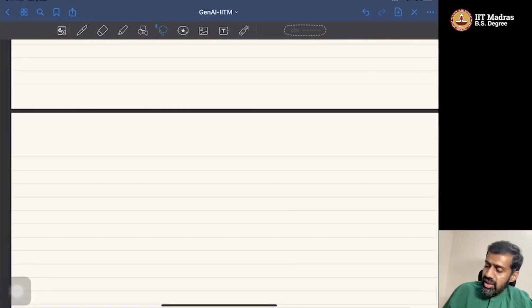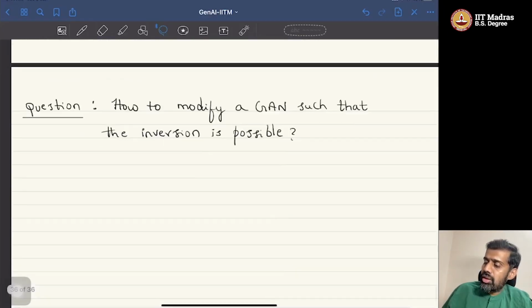Now the question is, let's consider how to do this. How to modify a GAN such that the inversion that we just spoke of is possible. Okay. So first let us look at an approach called bidirectional GAN or bi-GAN.